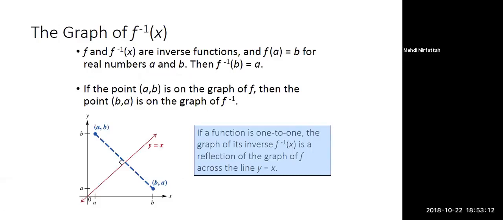Now, one important fact that you want to remember about inverse functions: if two functions are inverses of each other, remember the ordered pair switches. (a, b) would become (b, a). So that means the graph of your function and the graph of your inverse have a symmetry with respect to the line x equal to y. So this is the fact that you want to remember, that if a function is one-to-one, the graph of its inverse is a reflection of the graph across the line y is equal to x.